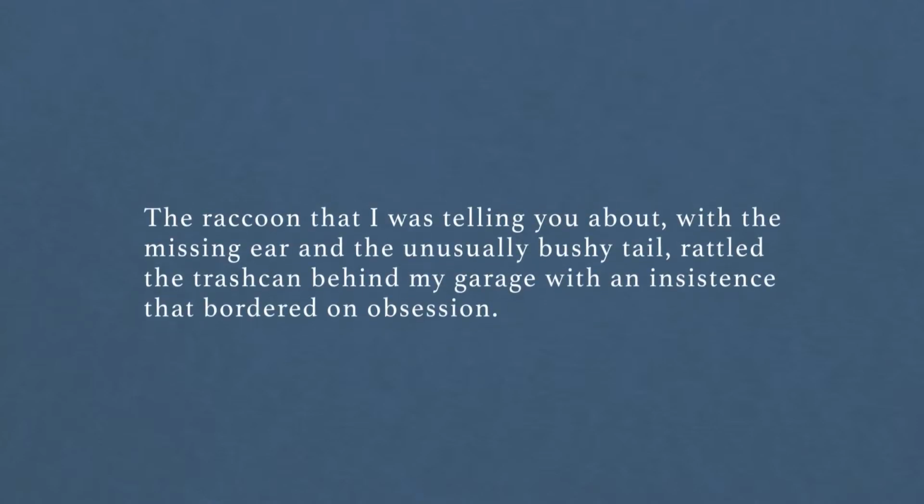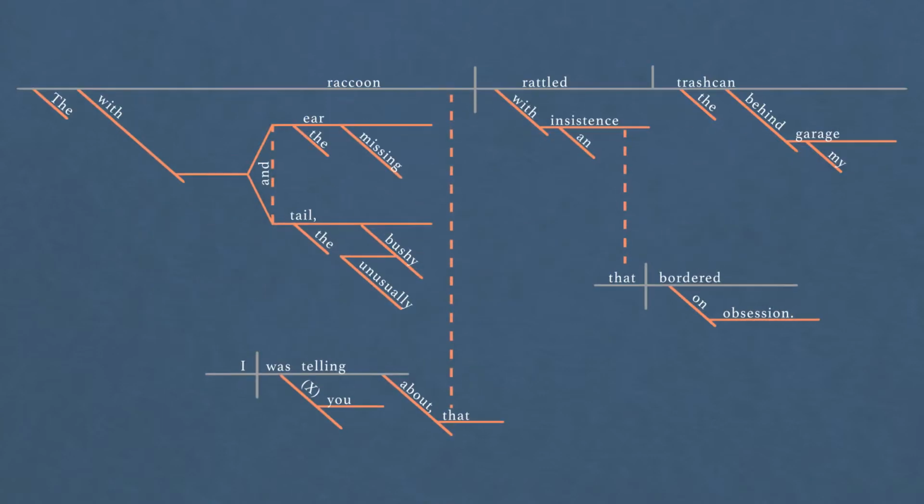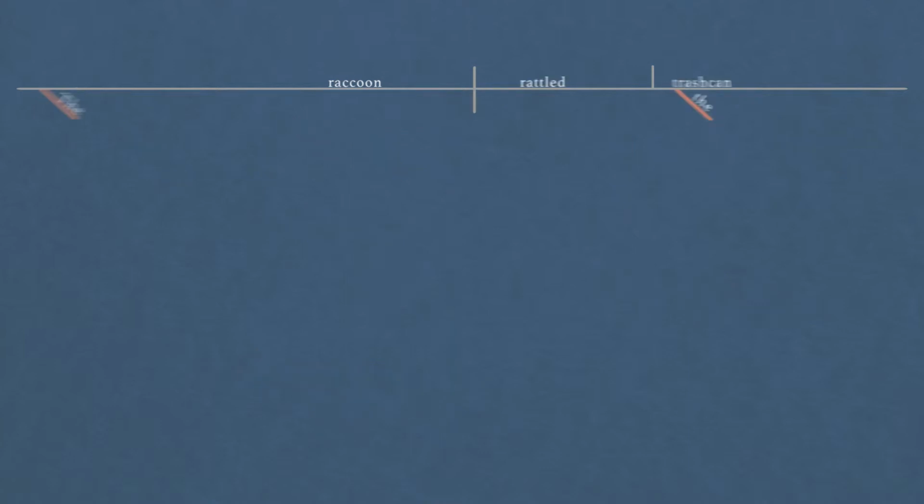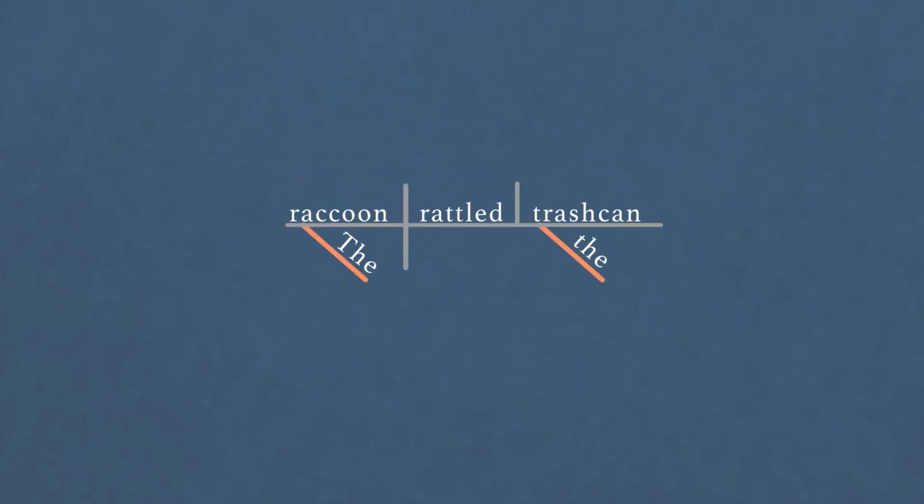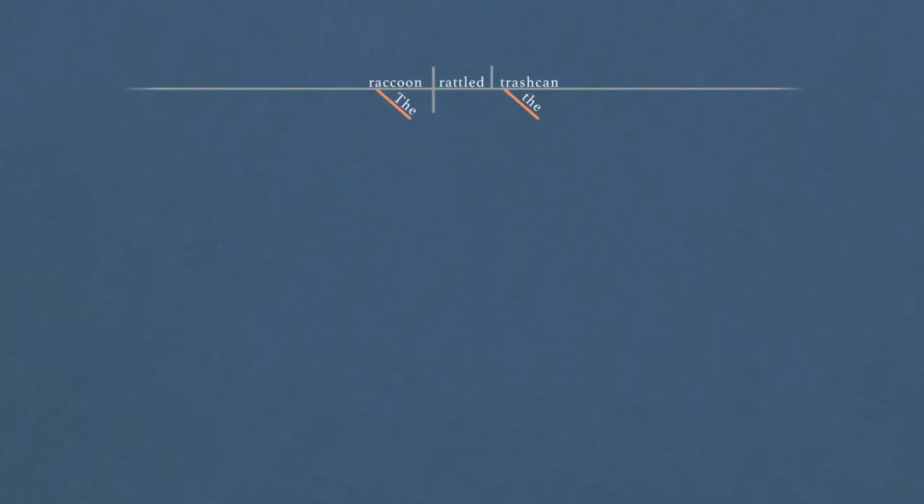The raccoon that I was telling you about, with the missing ear and the unusually bushy tail, rattled the trash can behind my garage with an insistence that bordered on obsession. Okay, if we were to diagram this sentence, it would look like this. Much more complicated, as you can see, but look at that main line. It's the exact same main line as the previous sentence. Who did what? The raccoon rattled the trash can. 5 words. Those other 25 words are all modifiers.